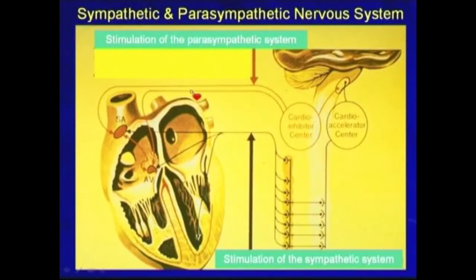The heart, the conduction system, is also under the influence of the sympathetic and parasympathetic nervous system. As you can see here, stimulation of the parasympathetic system may stimulate the cardioinhibitory center, and it is also subjected to the influence of the sympathetic systems.